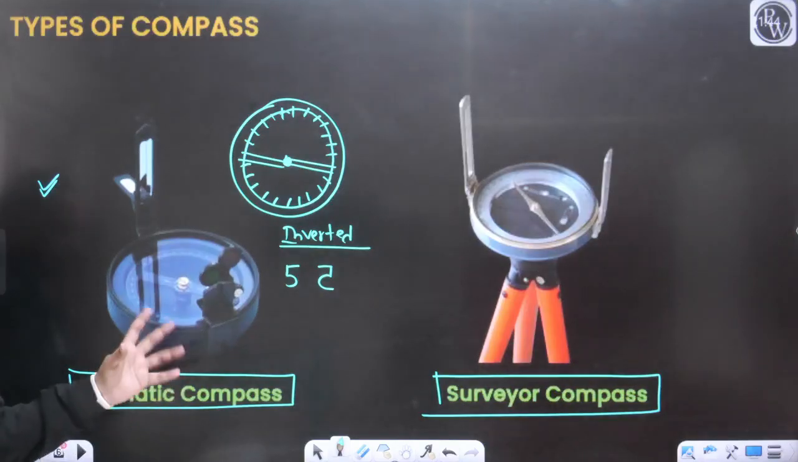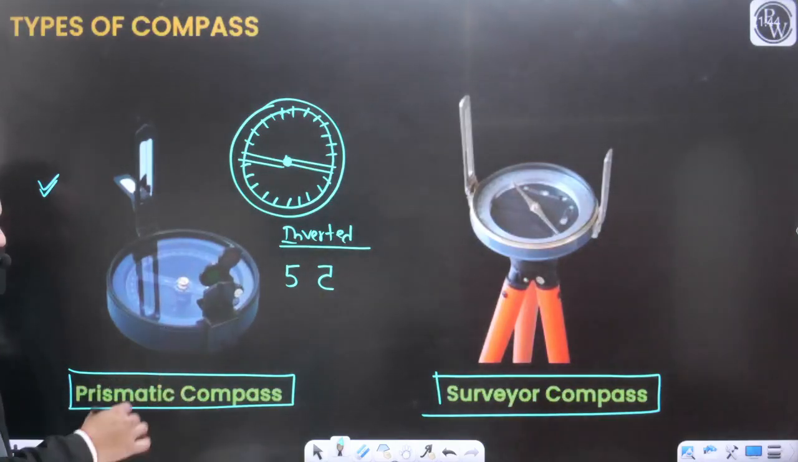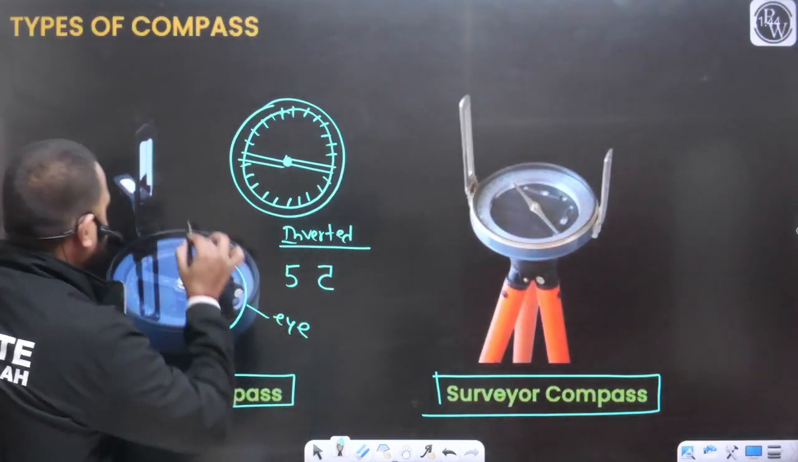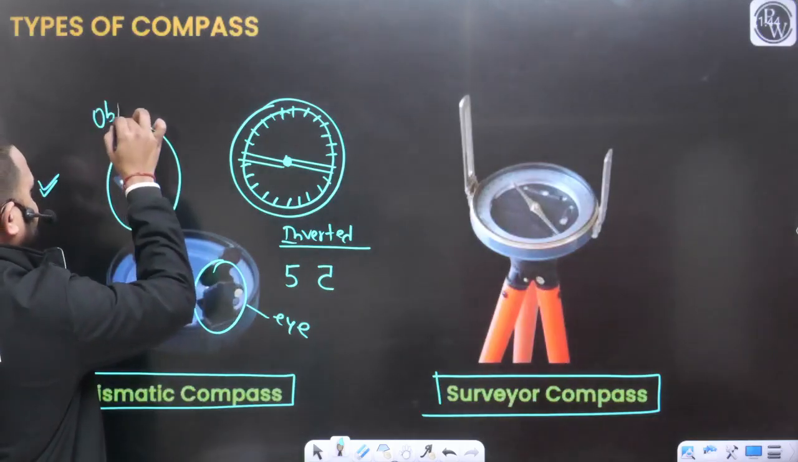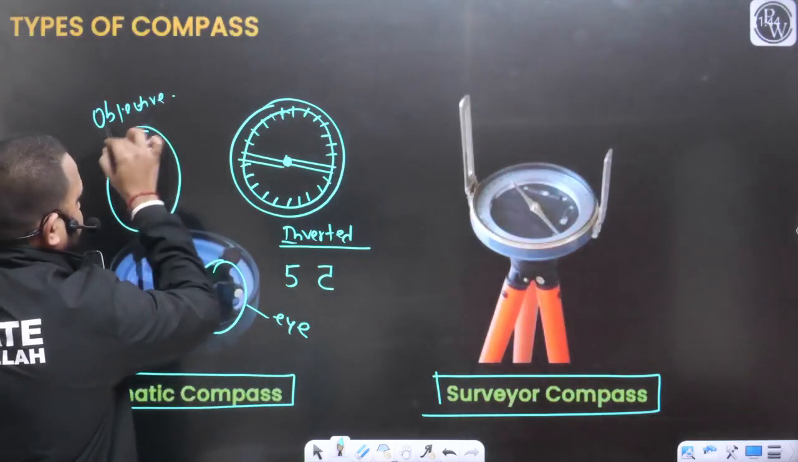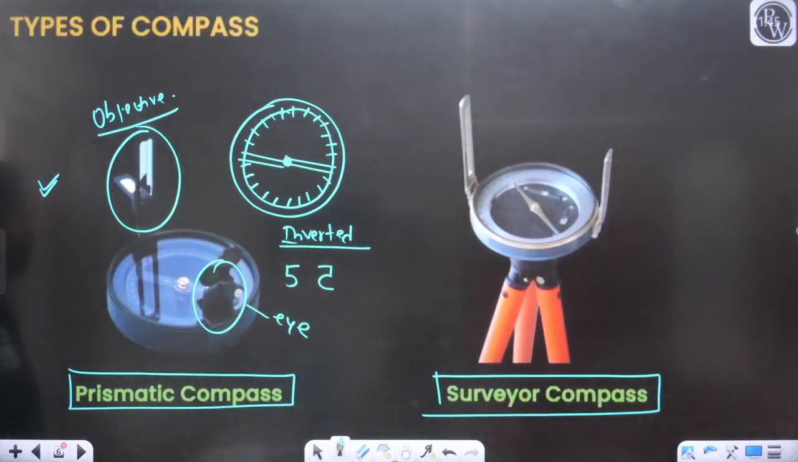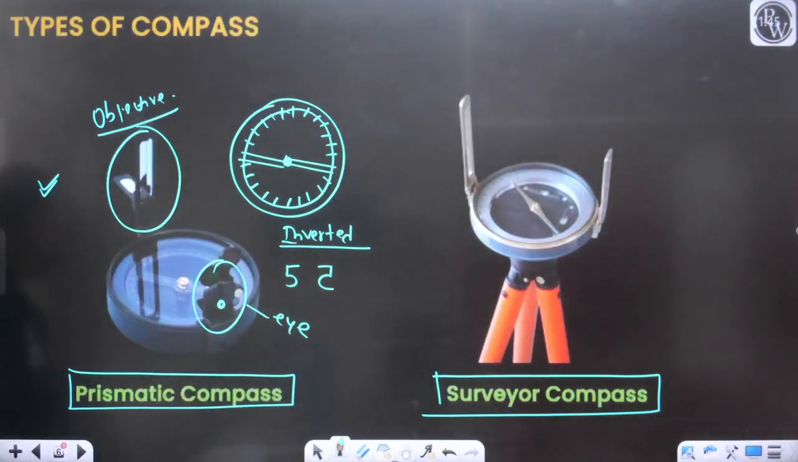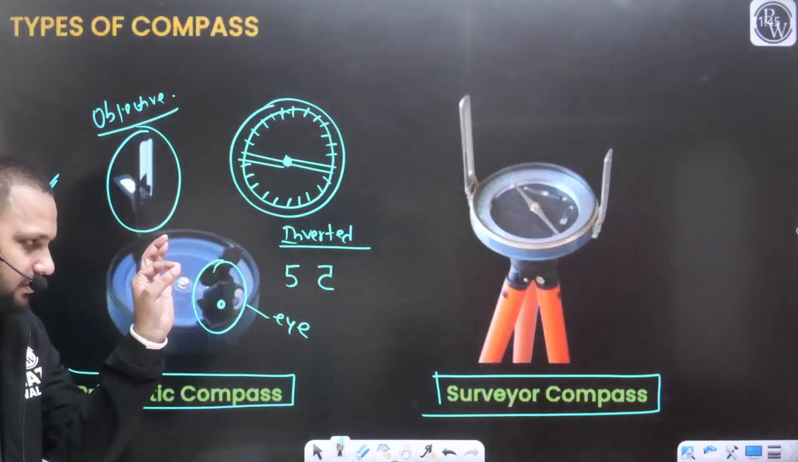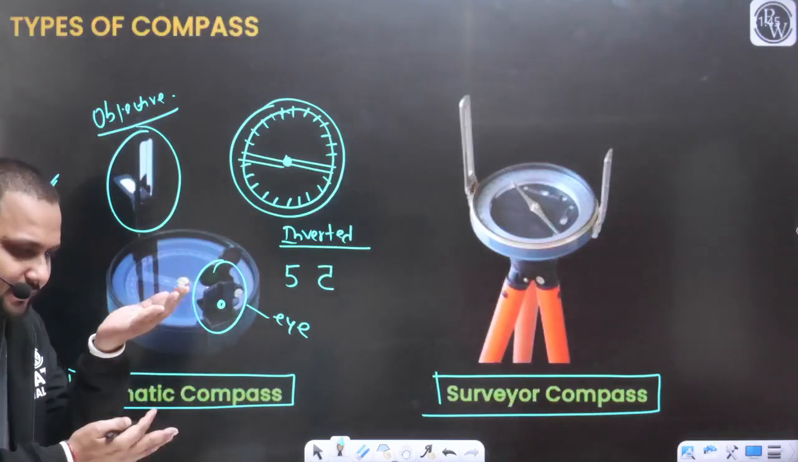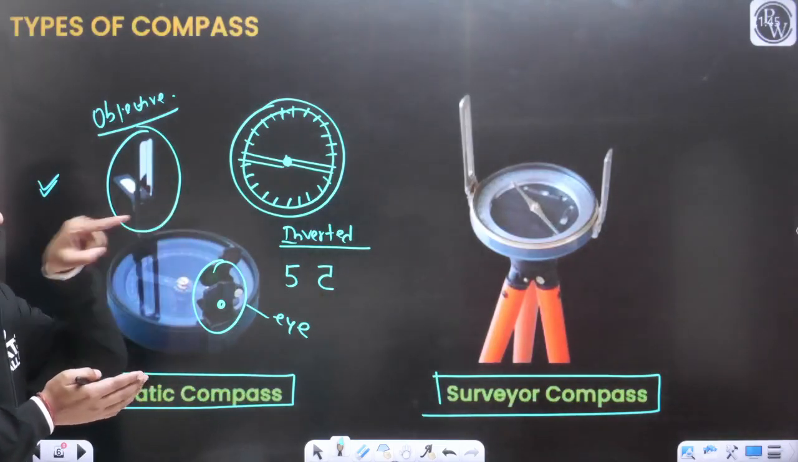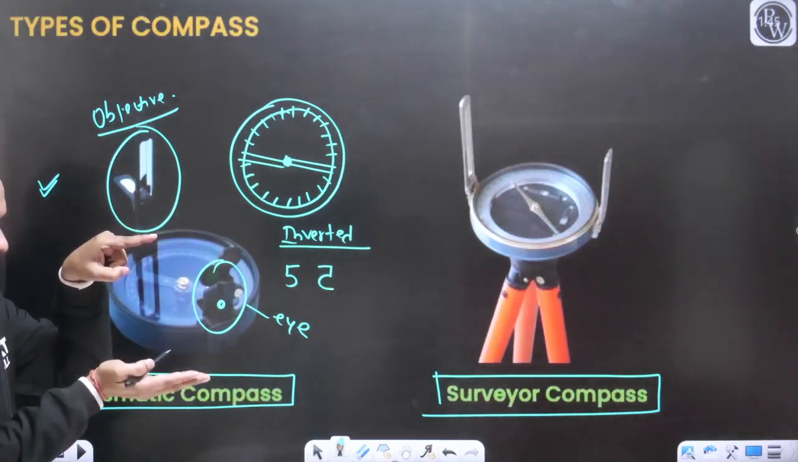If you go for further construction detail, there are two sides. This portion we are considering as the eye side and this portion as the objective side. On the eye side you will see a small opening. When you look through this opening, the ring is at a lower position. You are looking in this direction, but the graduated ring is in this position.